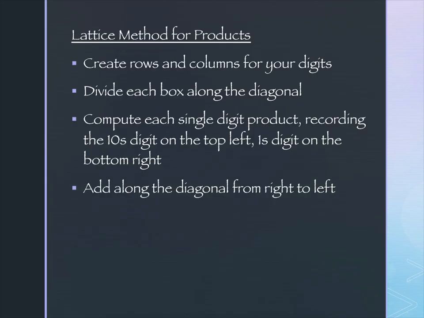You create rows and columns for your digits. You divide each box along the diagonals. You compute each single digit product, recording the tens digit on the top left and the ones digit on the bottom right, and you add along the diagonals. This is the step-by-step process, okay?